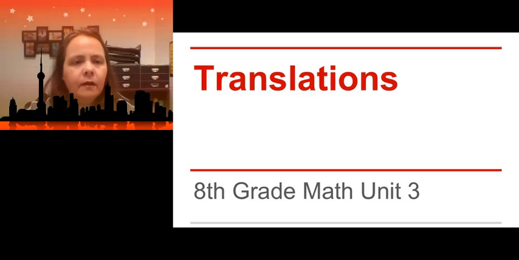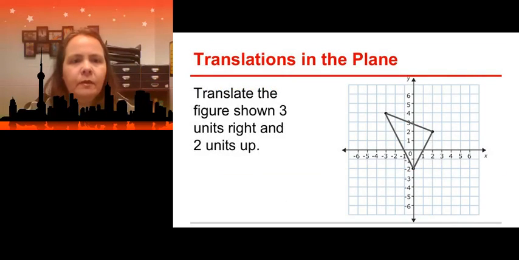All right, good morning. Today we're going to be talking about translation, and we're going to start with translations in the plane. Here we're given a figure, and we are told to translate the figure 3 units right and 2 units up. So we're going to look at the vertices or the points on that figure, and we're going to move those first. So we're going to start with that bottom point, and we're just simply moving it as the arrows show, 3 units right and 2 units up, and we'll plot the new point.